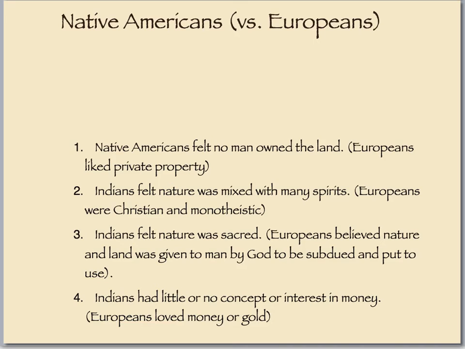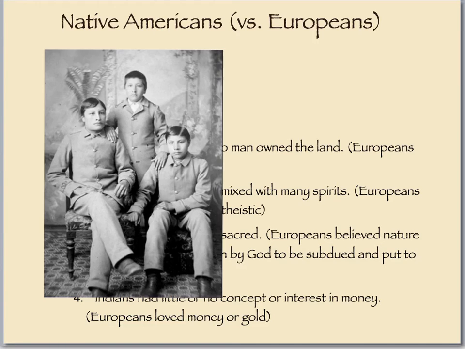In APUSH, there are seven themes that we're going to talk about throughout the year. And this slide talks about beliefs, ideas, and cultures. And so the Native Americans and the Europeans definitely had some different beliefs between the two groups. Now, before we go over this slide, when you see the term Native Americans, I just want you to stop and think what image comes to your mind.